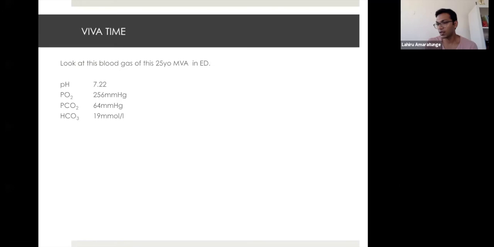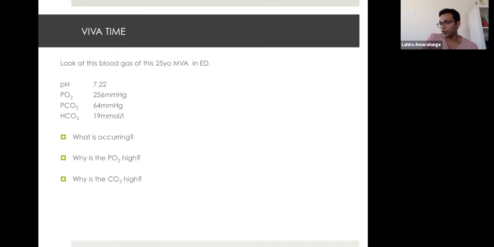Take a look at this blood gas. It's a 25-year-old who had a motor vehicle accident and is now in the emergency department. The pH is 7.22, PO2 is 256. So here, what's occurring? Why is the PO2 high? Why is the CO2 high?